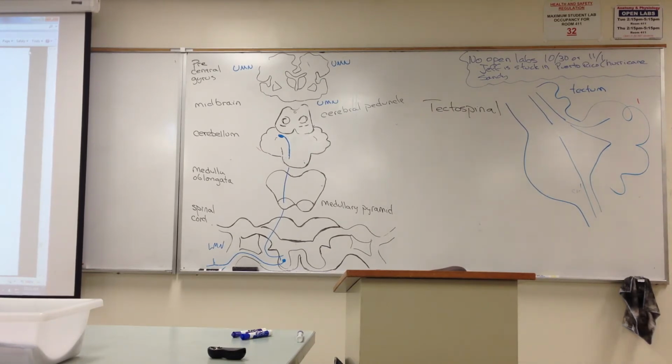What is this thing today? Oh, it's just the floor of the fourth ventricle. Oh, these are the medial lemniscus for the previous. You don't have to worry about that. All right, so those are the 5 motor pathways.